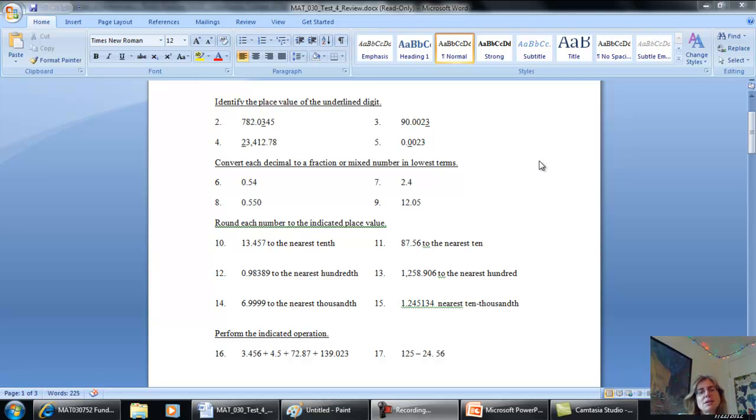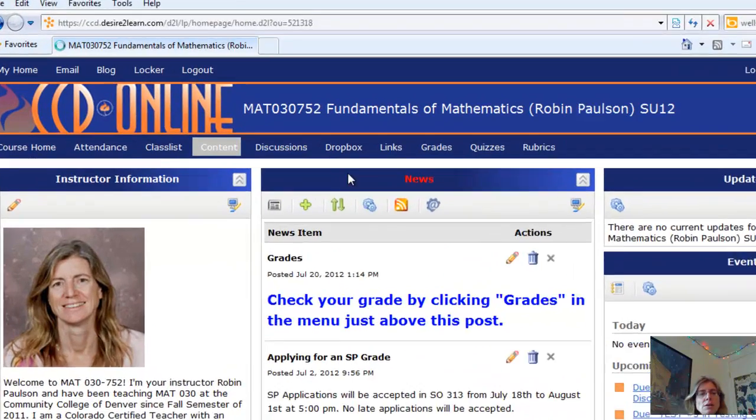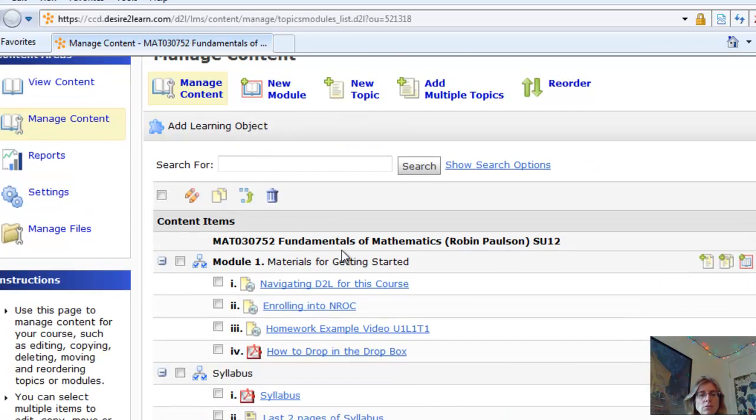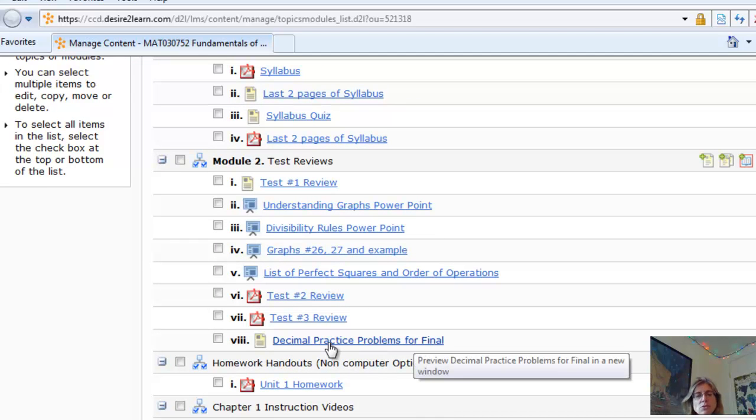Alright, these are practice decimal problems for the final. If you want to know where I'm getting them, I'm on the website. You go to Content, right there, and scroll down. In Test Reviews, it's Decimal Practice Problems for Final. You can pull that up and see the problems I'm doing.